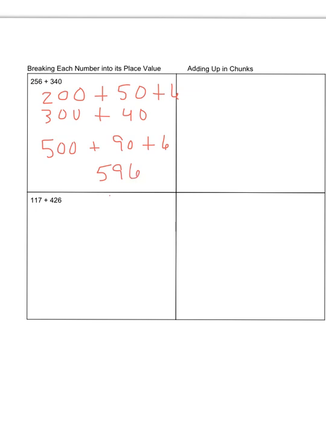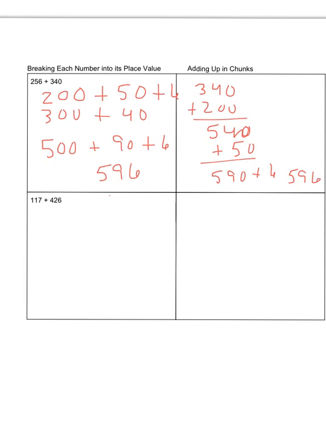Now, if we're adding up in chunks, we pick the number we want to start with. So I don't know if you want to start with 256 or 340. I'm going to go ahead and start with 340 because it's larger. So I like to start with the larger value of the two. And what I would do is I would add to this 200. Then I would add to this 50. I would add to this 6.